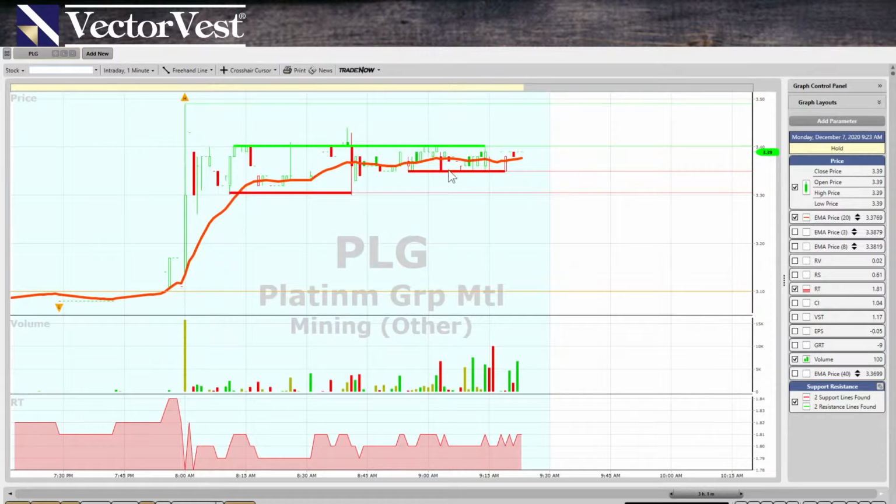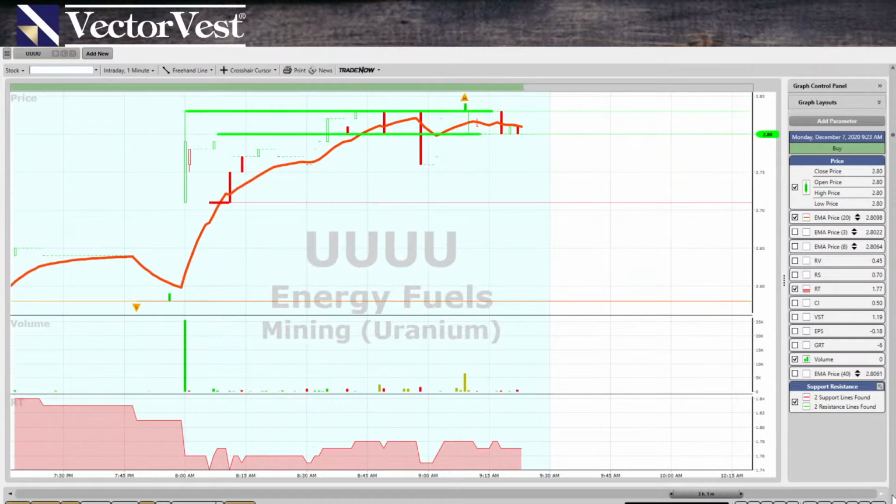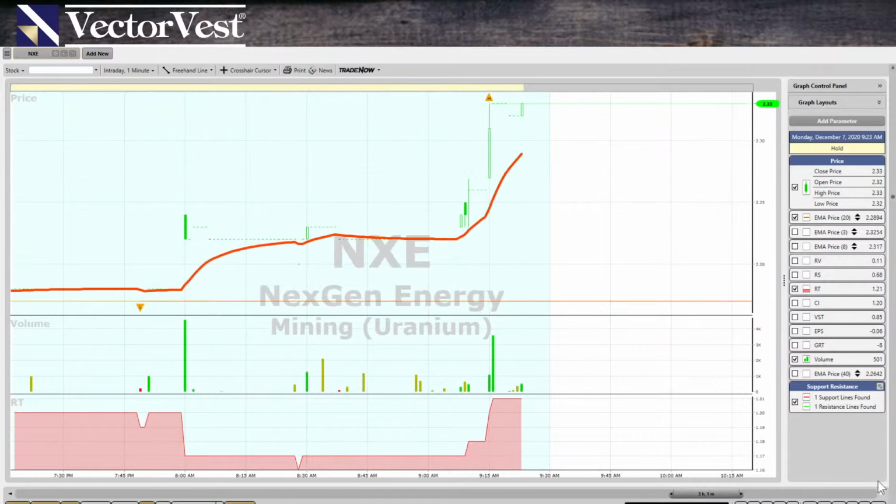Again, for me, I want to see not only a stock moving up at that 8 o'clock hour, I'd like to see it moving higher. That's a good possibility of a stock to get into. UU, same thing, gapped up, sitting in a channel, not ready for that one. Whoa, NXE. Gapped up, look at the stock's price still moving higher.